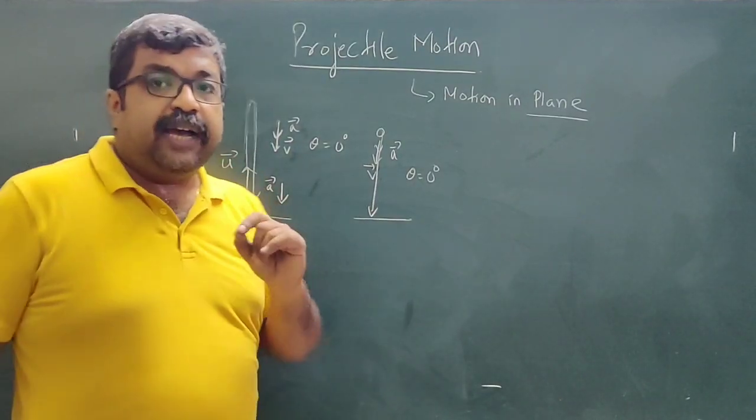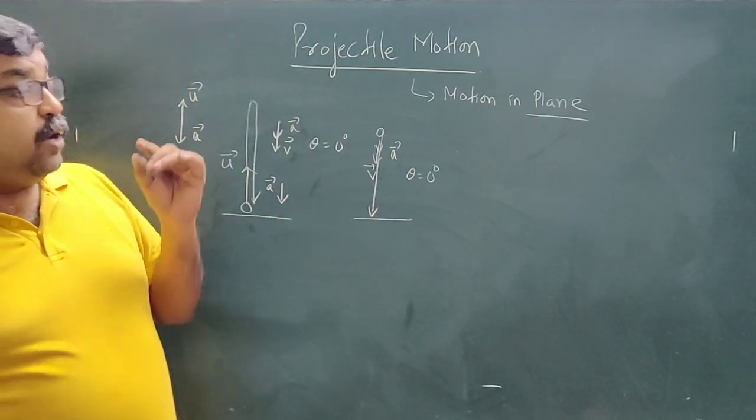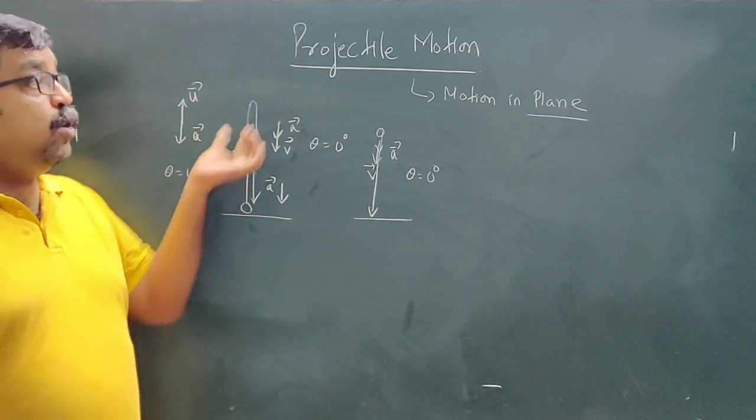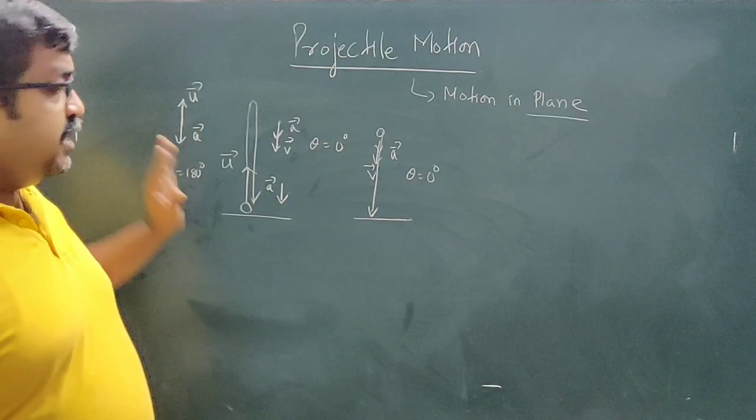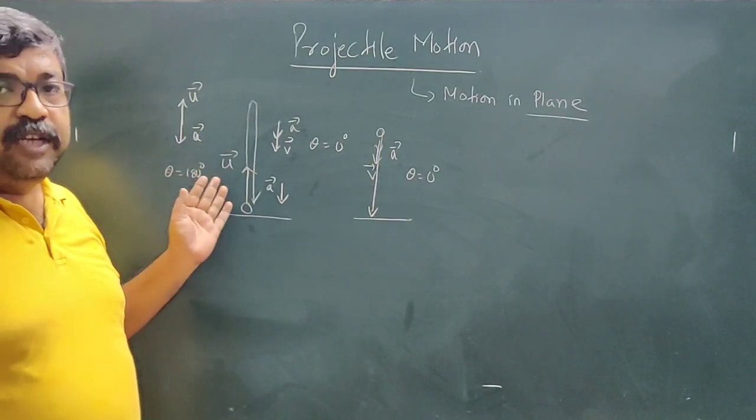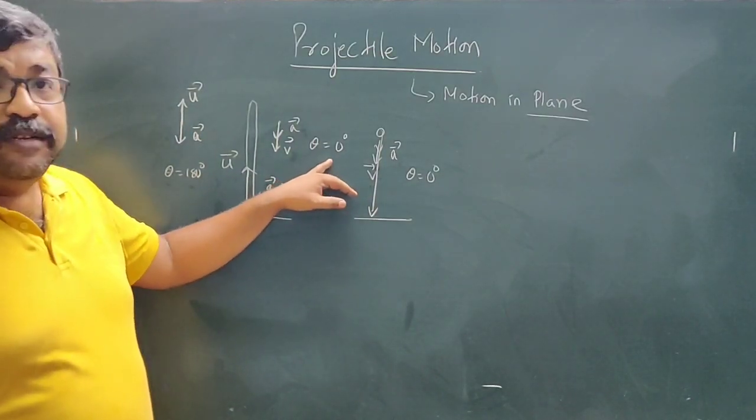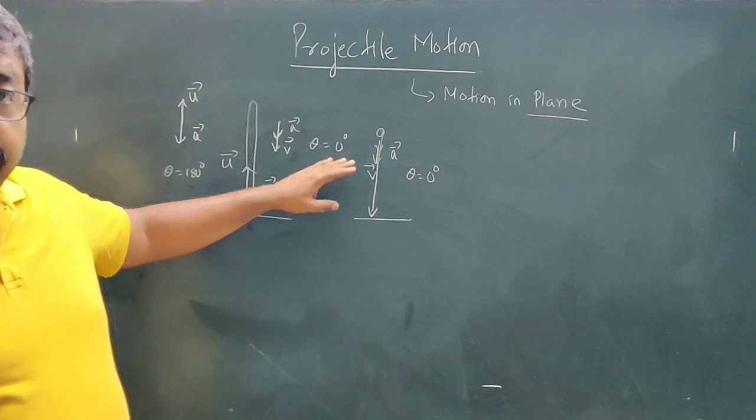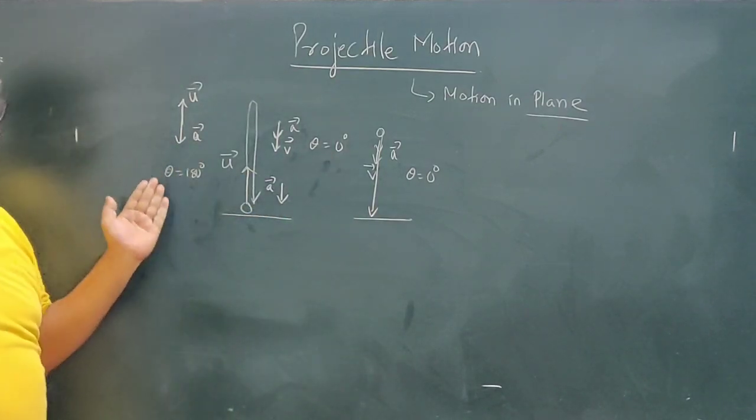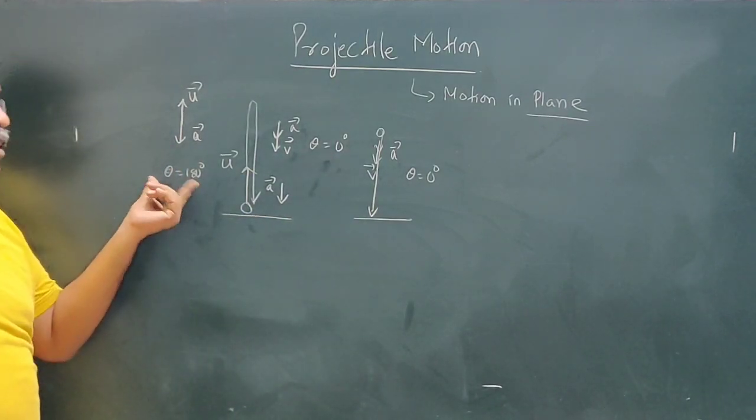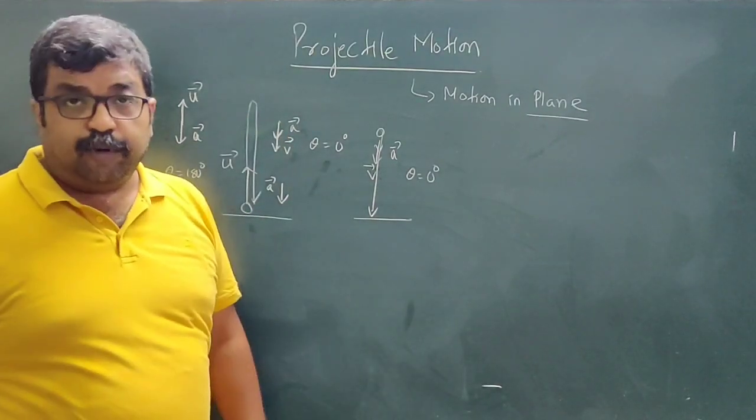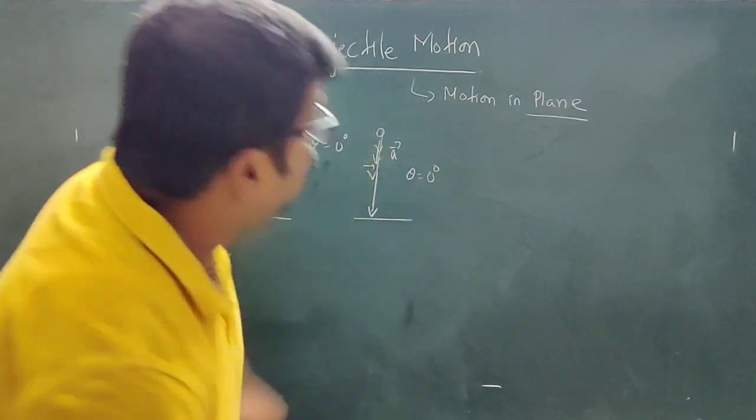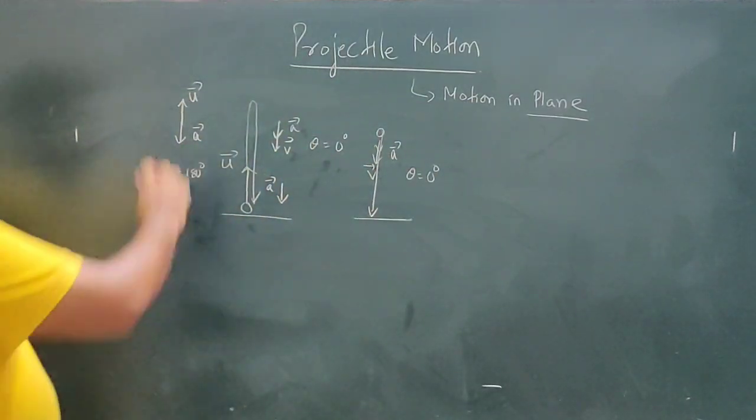But why am I explaining this once again? To analyze what difference we are going to see here. Previously we have seen cases where velocity and acceleration were either in the same direction, when the angle between them is 0 degrees, or in the opposite direction, when the angle between them is 180 degrees. So now what happens in projectile motion, in this chapter of motion in plane?